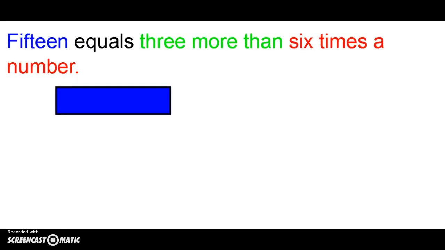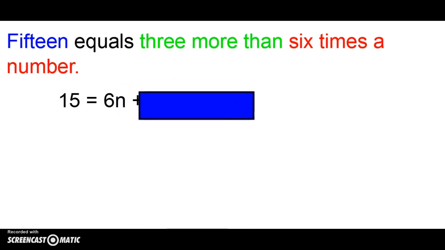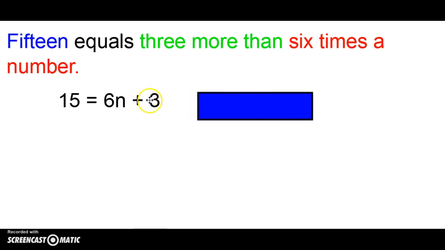All right, 15 equals. Here they didn't say is, they just said equals. That's a good giveaway. 15 equals 3 more than, so you know you're adding 3 to whatever comes next, 6 times a number. So let's go part by part. 15 equals 6 times the number plus 3. And like I said, some examples today in your homework will just say leave as an expression. You don't have to solve it if they don't ask you to.